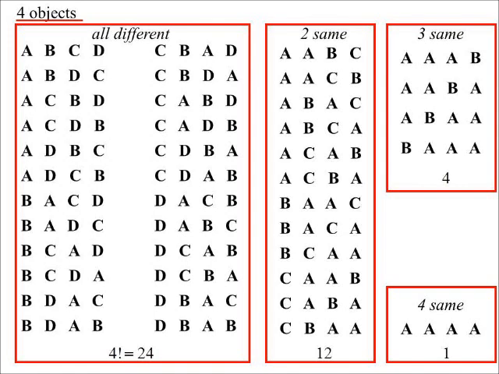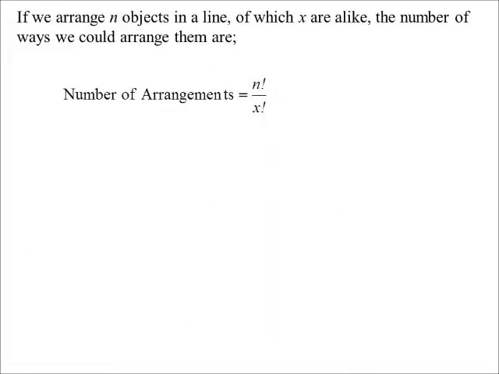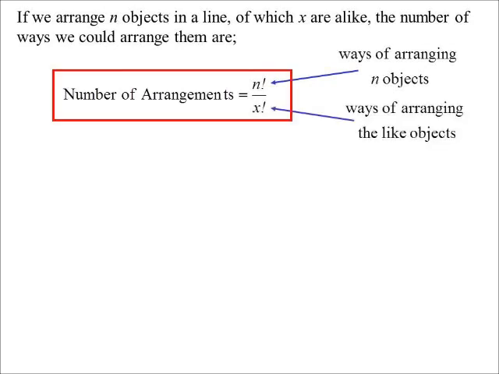What I'm dividing by, more importantly, is 2 factorial, which, yes, turns out to be 2. Because what we're actually dividing by is the number of ways we could have arranged them if they were different. Because they're now the same, those arrangements no longer matter. So I divide by the number of ways those objects, if they were different, could have been arranged. So it's n factorial, but dividing by x factorial: the number of ways of arranging all the objects divided by how many ways we could have arranged those same objects if they were different.